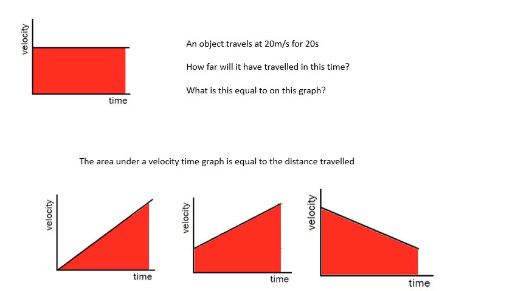On the first diagram, it's going to be a triangle, so half base times height, and on the other two diagrams, it will be a trapezium. If you had to work out that area, you should know the formula for a trapezium, or you could just say it's a triangle plus a rectangle. It's up to you. But the area under a velocity time graph is equal to the distance traveled.